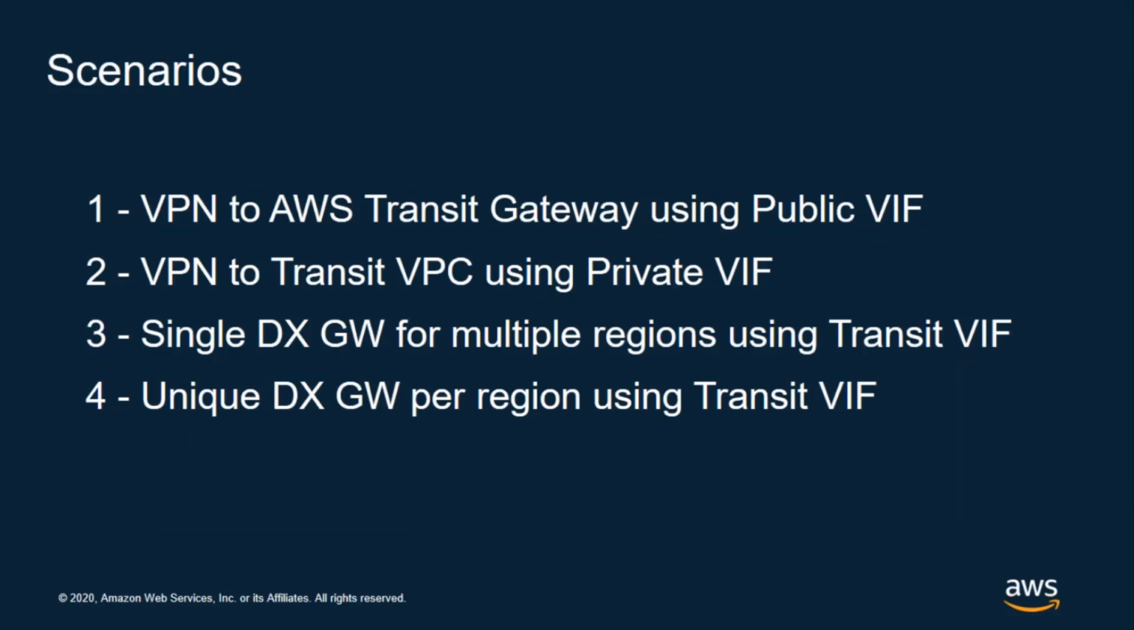For that, I have taken into account 4 different scenarios. These scenarios will be using the different types of VIFs depending on the customer requirements. The first one is a VPN to AWS Transit Gateway using Public VIF, which is the one that we just saw. We will also touch upon how to do a VPN to a Transit VPC using a private virtual interface. The third scenario is how to connect a single Direct Connect gateway for multiple regions using the Transit VIF. And the fourth one is using a unique Direct Connect gateway per region using the Transit VIF.